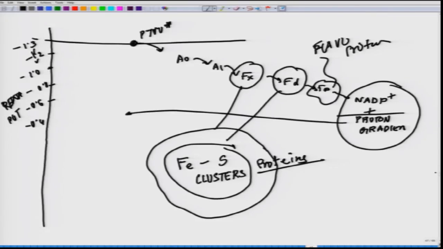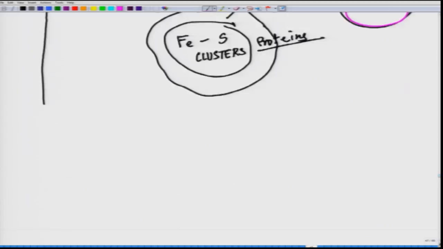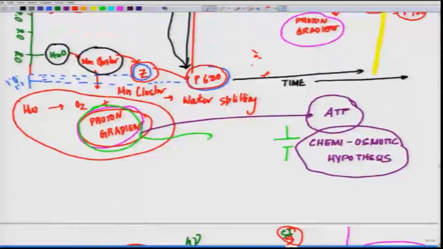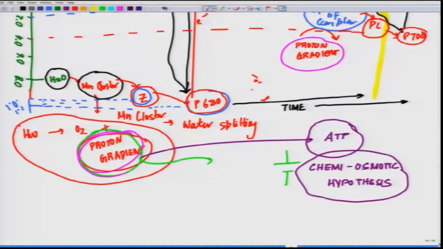So, there are three locations of proton gradient out here, one gradient, and if I go back, the second spot, proton gradient, and the third spot where you have a proton gradient. So, these are the three spots where the proton gradient is being created. And photosystem 1 generates NADPH by forming reduced ferredoxin, which is a powerful reductant.